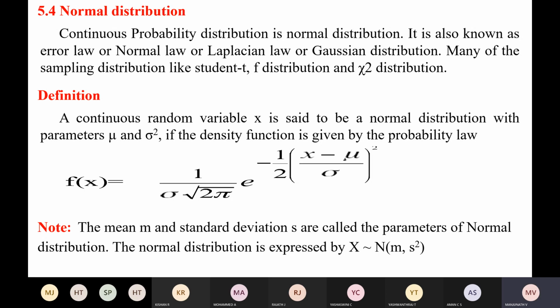Many of the statistical applications depend on normal distribution. Understood?